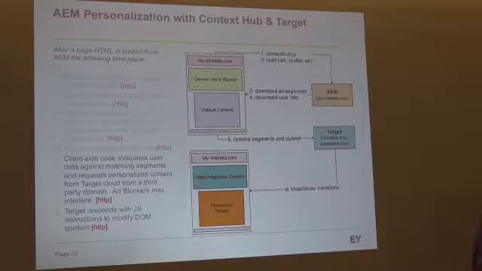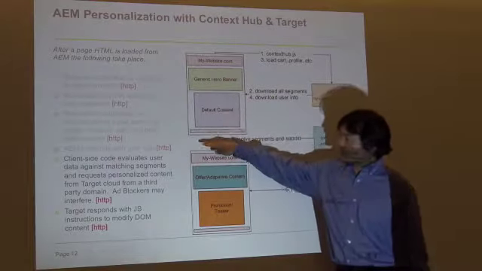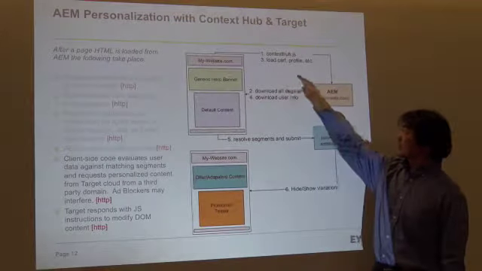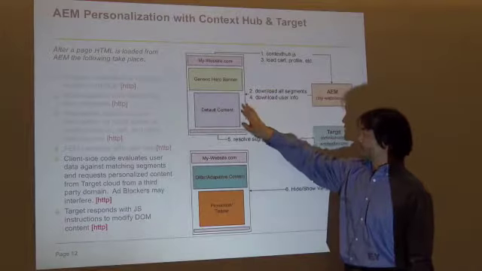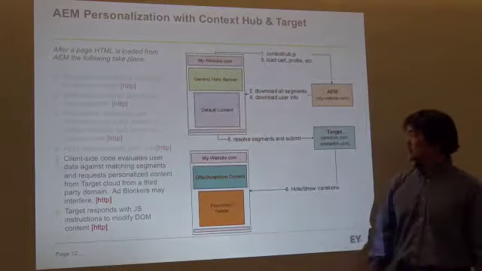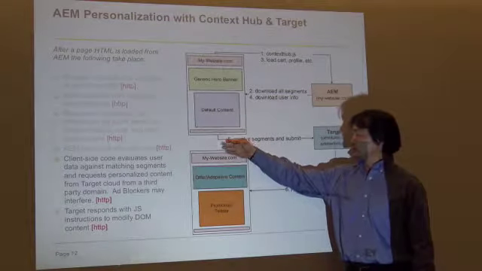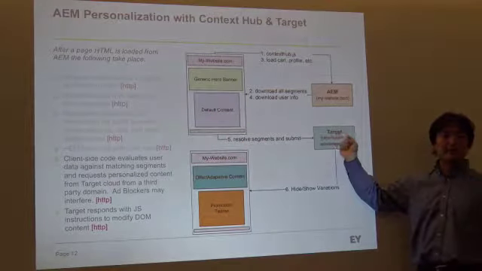Next, we have AEM personalization, Context Hub, and Target. And in this case, steps 1, 2, and 3 are the same. So is 4. So we have all that Context Hub and segment data being downloaded to the browser, and the user profile information being downloaded as well. And then we have the resolution of the segments and the submission and request sent now to a third party. In this case, Target.